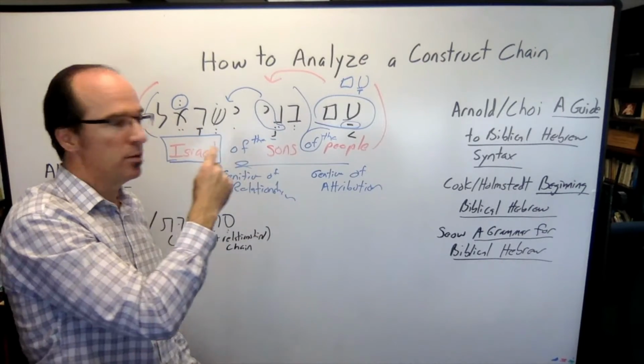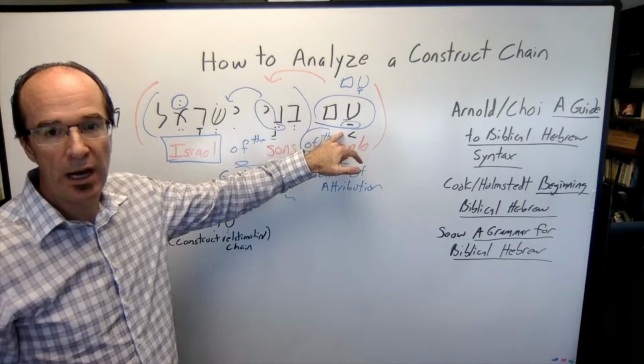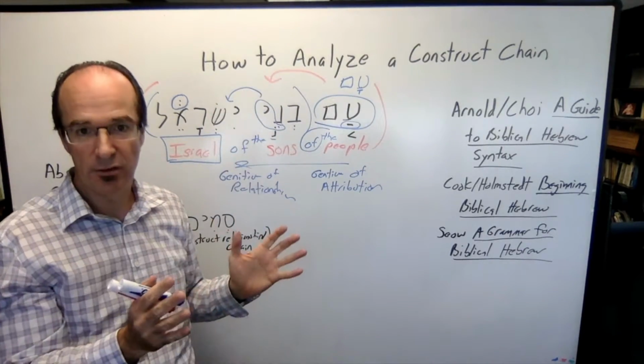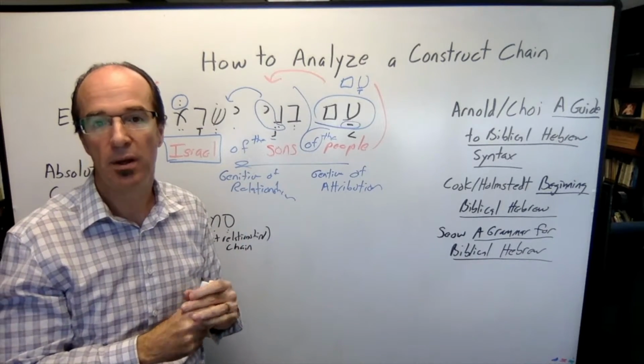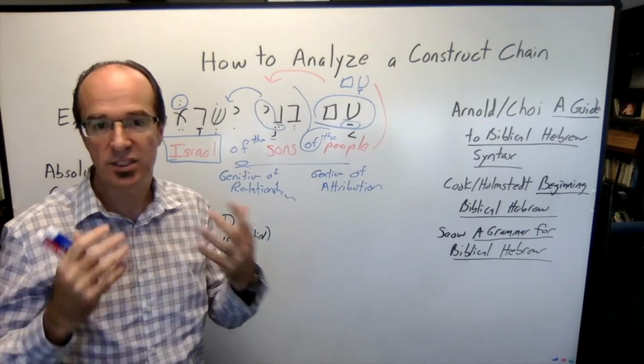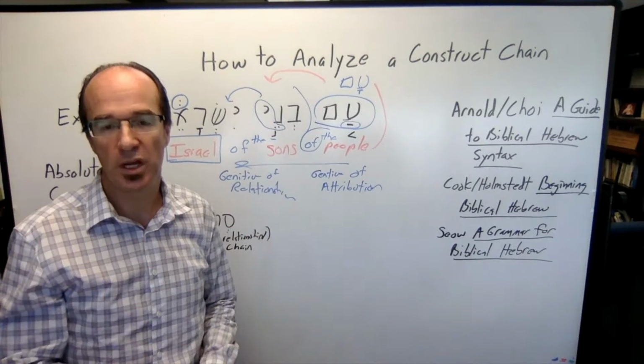Describe the genitive. Again, just to make it clear, when you find a construct or bound noun, the next word after it is the genitive. And so you want to look up how the second piece modifies the first one, and that's how you can describe the syntax and how to analyze a construct chain.